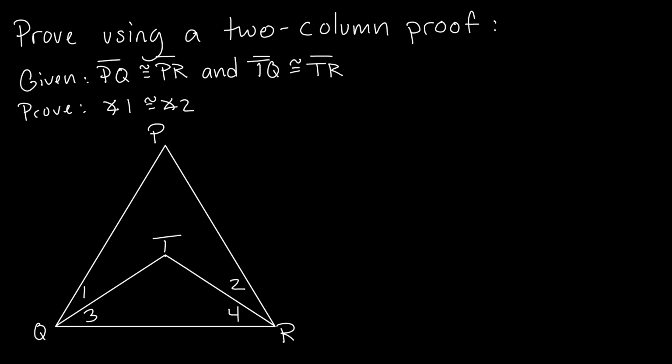Okay, so here we're asked to prove using a 2-column proof, and it gives us PQ is congruent to QR and TQ is congruent to TR. And we're asked to prove angle 1 is congruent to angle 2. So even though I'm doing this with you, you guys should probably still write this on a sticky note to have for future reference, right?